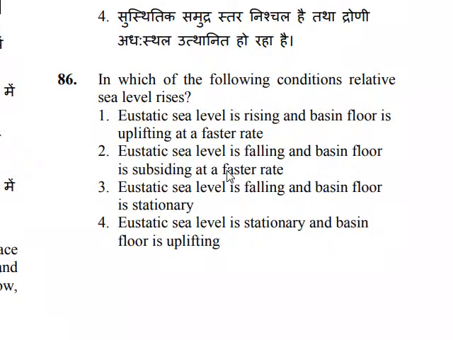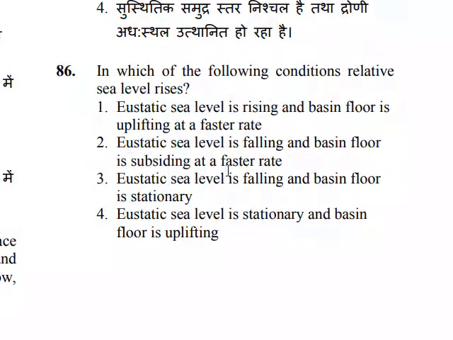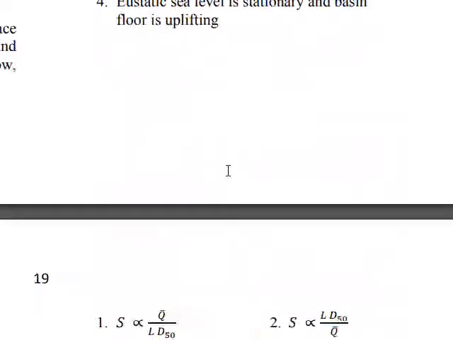So eustatic sea level is falling and the basin floor is subsiding at a faster rate. Please remember, relative sea level rises because eustatic sea level is falling and the basin floor is subsiding at a faster rate. So option B is the correct answer.